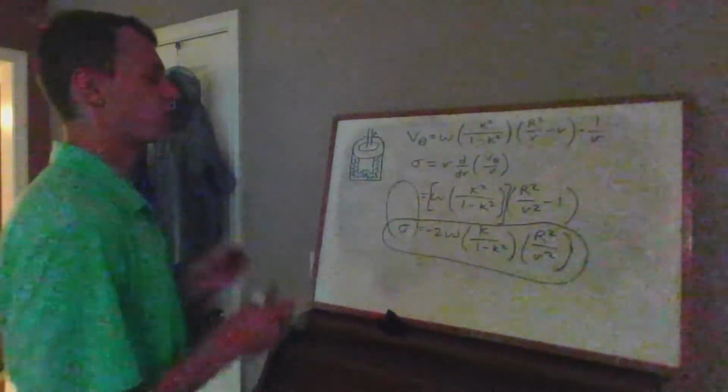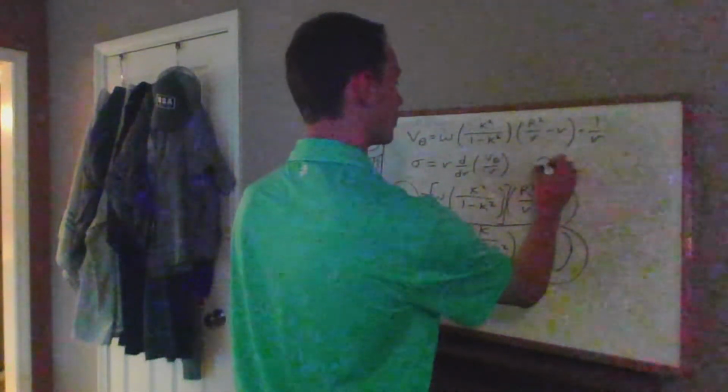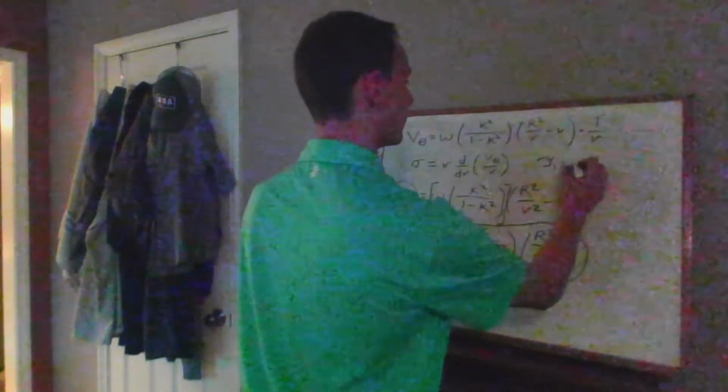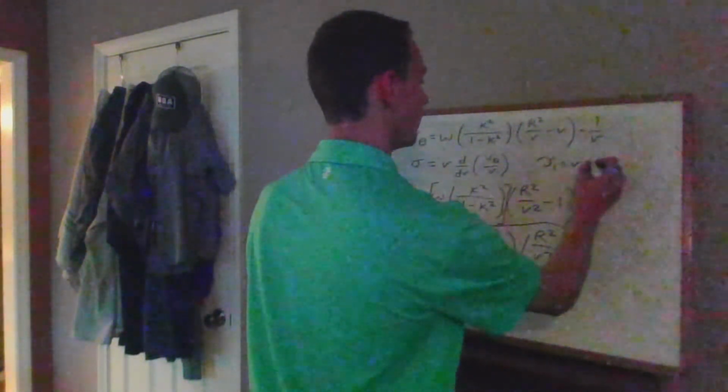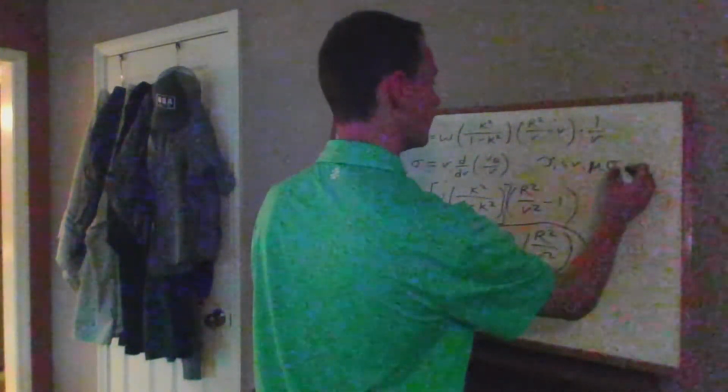Now, if we're thinking back to that equation we had for the torque on the inner cylinder, it was the inner radius, viscosity of the fluid, multiplied by sigma.